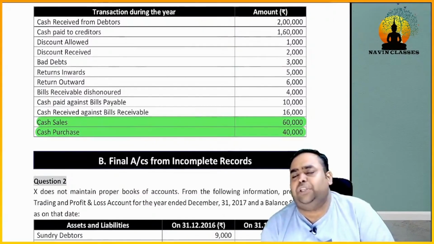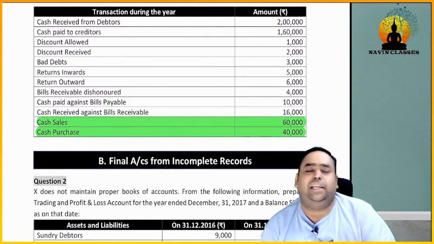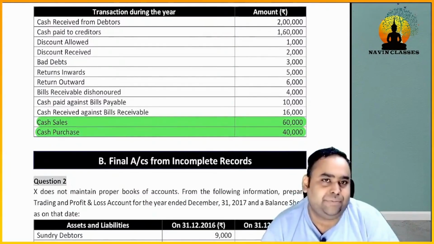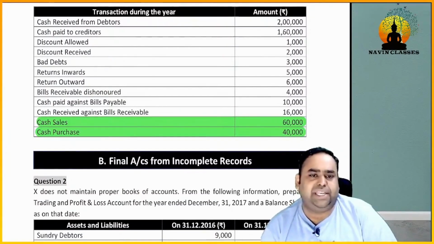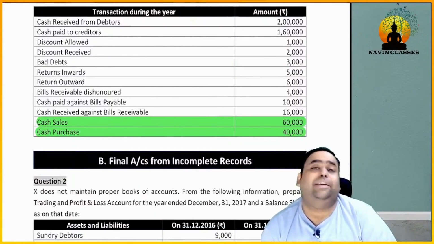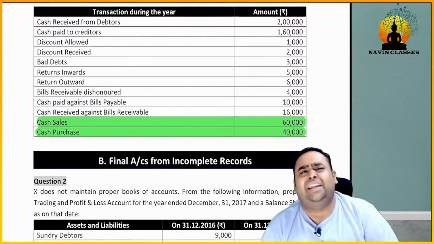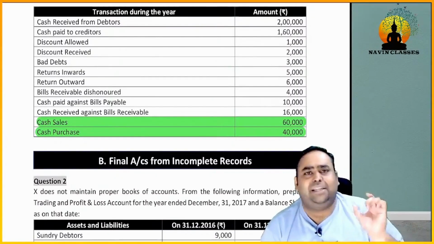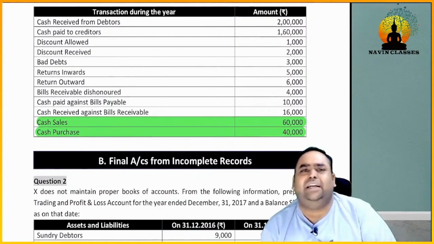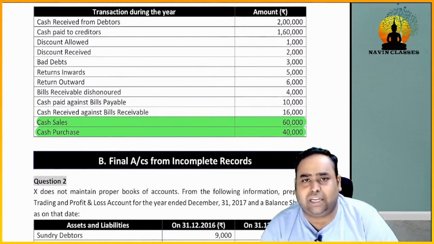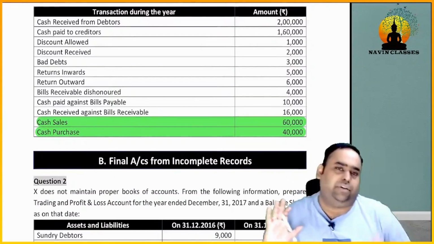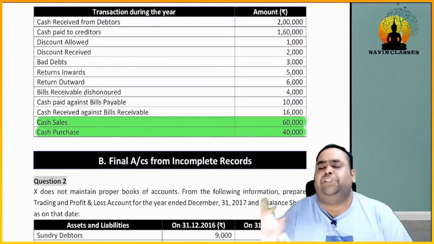If cash sales and cash purchases are given, and you have to calculate total sales and total purchase, tell me what do you actually need to find out? Credit purchase and credit sales. If we calculate credit purchase and add cash purchase, we'll get the total, or we calculate credit sales and add cash sales, then we'll get the total. So in this entire question, we just have to calculate credit sales and credit purchase.